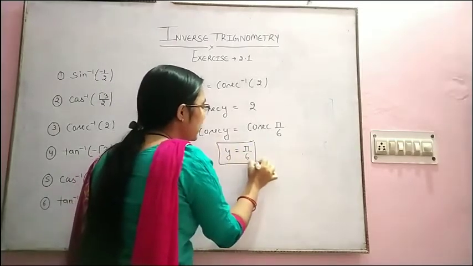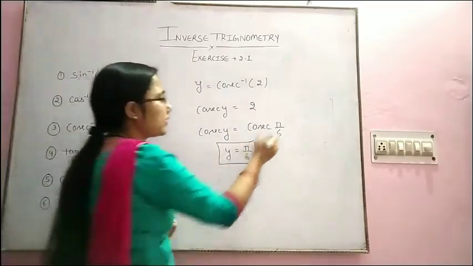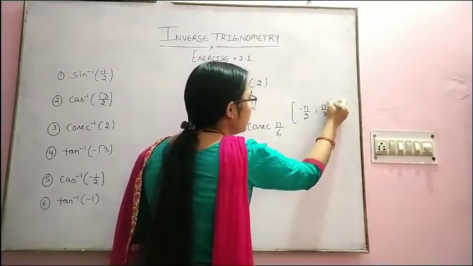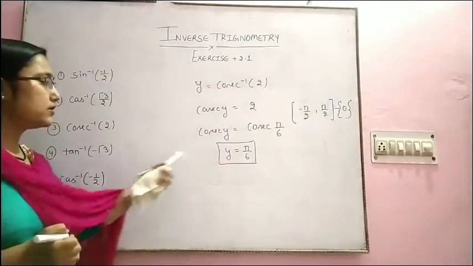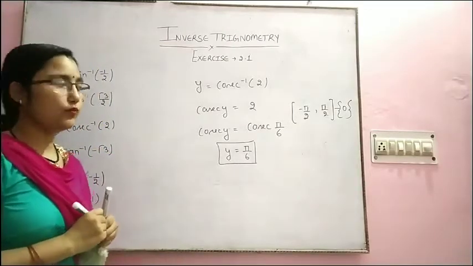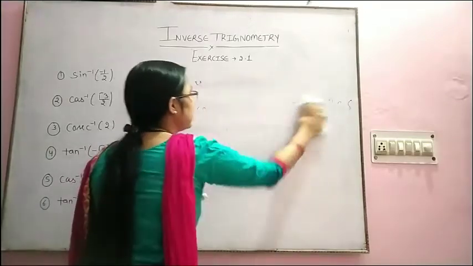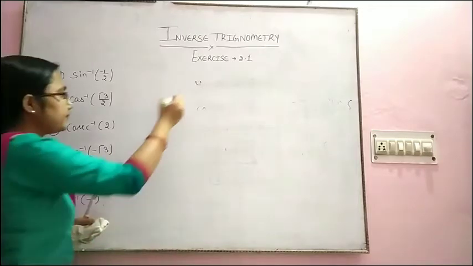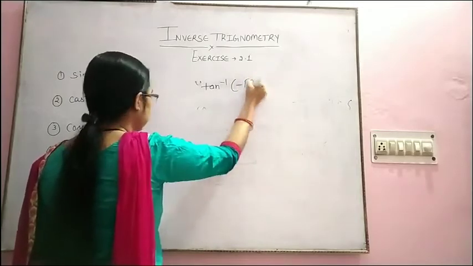Then check, is this within the interval or not? The interval for cosec is minus pi by 2 to pi by 2 except 0. Yes, this lies within the interval minus pi by 2 to pi by 2. Now come to the next question. The next question is tan inverse minus root 3.